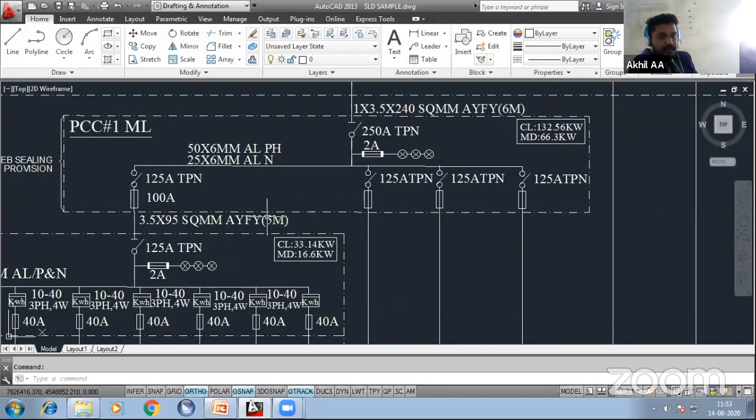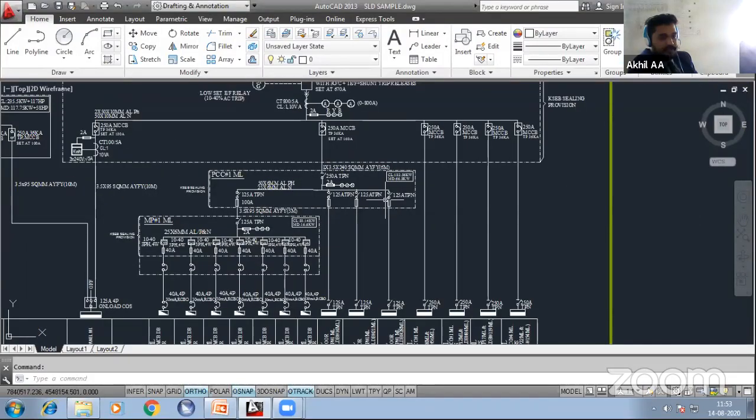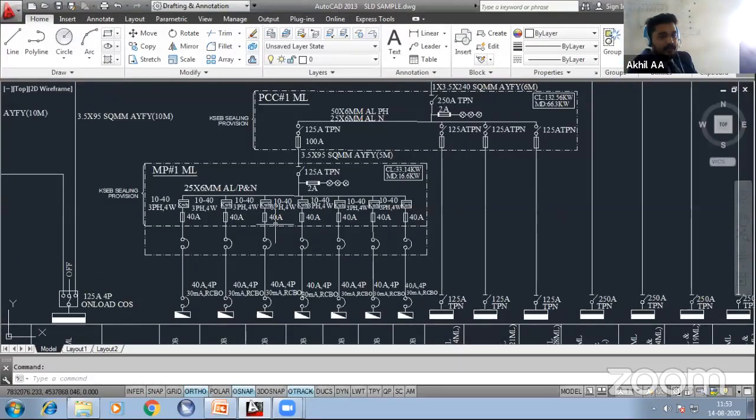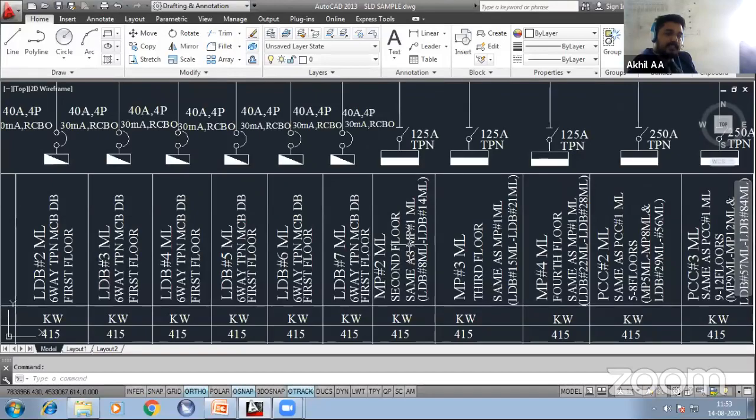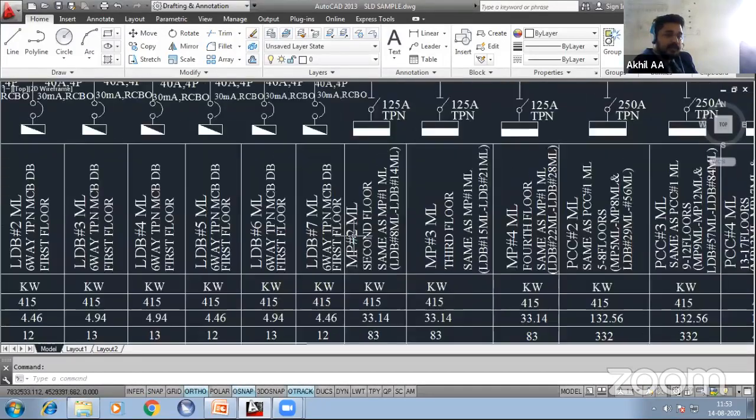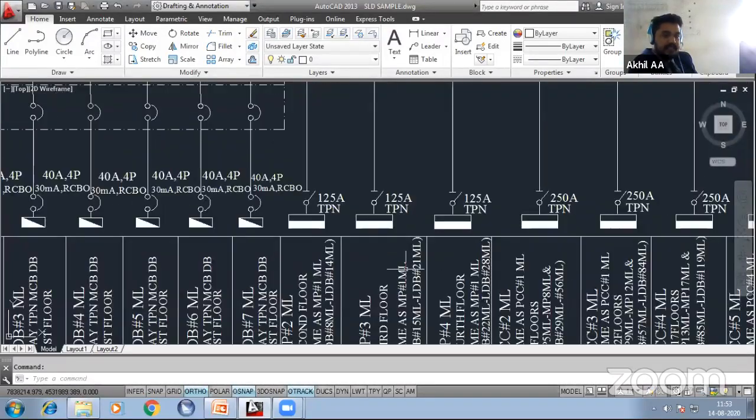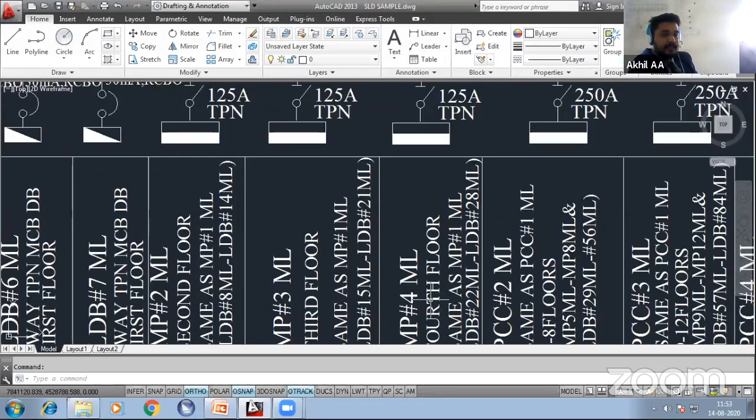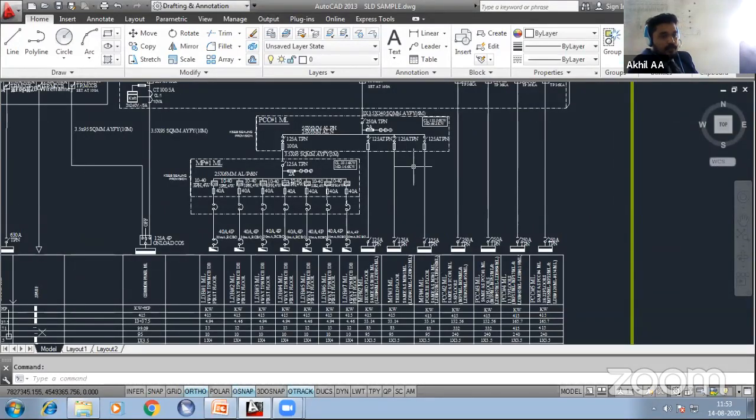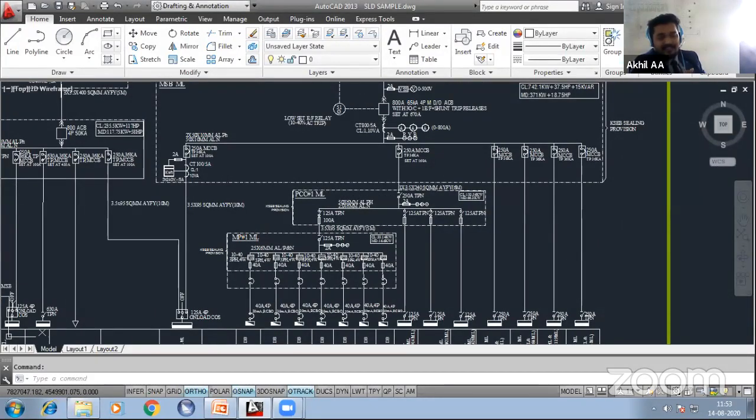You can see 1, 2, 3, 4 outgoings. First outgoing is metering panel 1, second outgoing is metering panel 2, third outgoing is metering panel 3, and the fourth outgoing is metering panel 4. You will not get an idea by seeing this SLD for the first time, so I will explain that. From this MSB, it is going to the power control center. From the power control center, it is going to the metering panel.